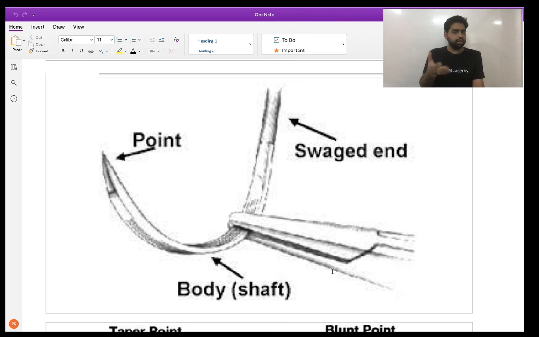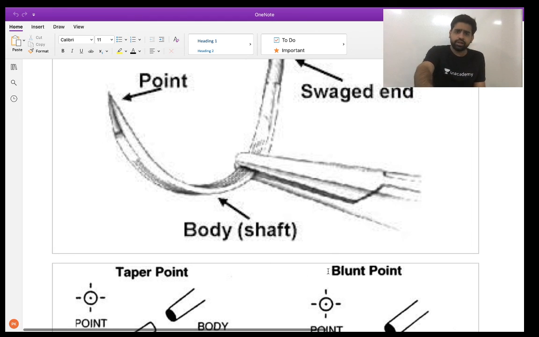So what about the needle? There is a point, body, shaft, whatever, all these things, it's fine. What is important is where will you hold the needle? Please understand, you hold the needle 2/3 from the anterior portion and 1/3 from the posterior portion. The posterior portion is called the swage end, that is fine. But the distance between the needle holder and the pointed end should be 2/3 of the entire length of the needle.